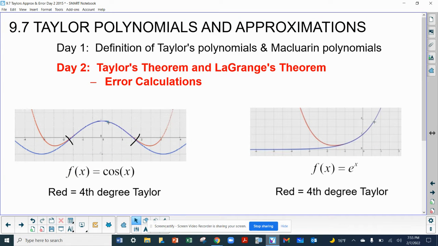Hello and welcome. Let's look at lesson 9.7 today, and we are working with the Lagrange error bound.